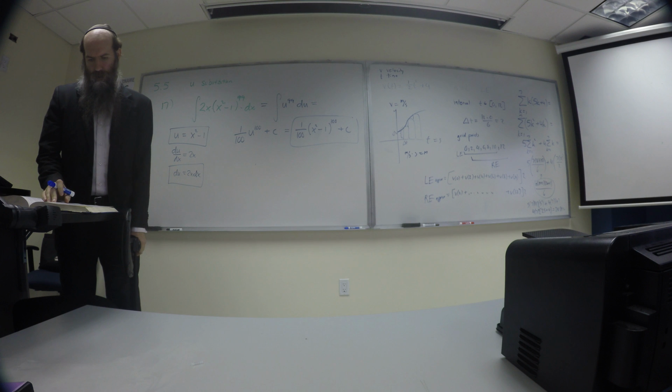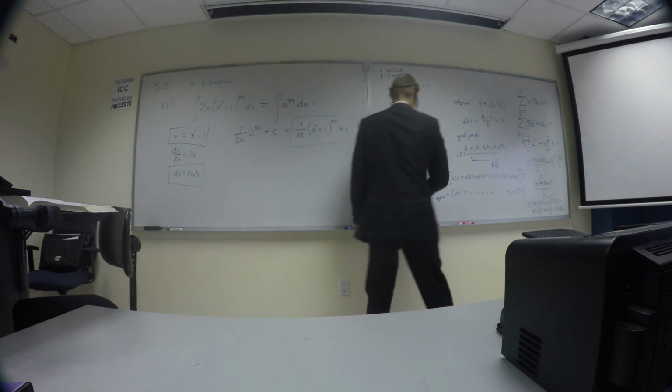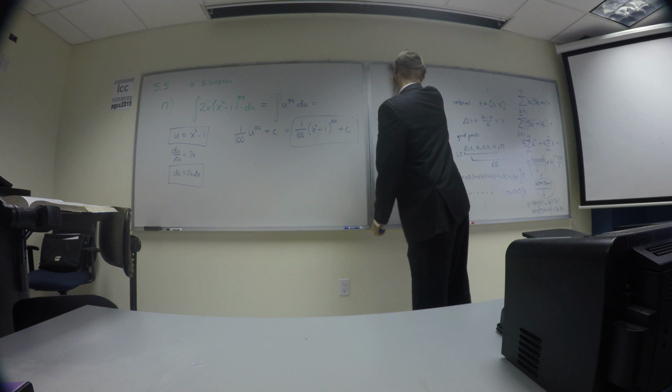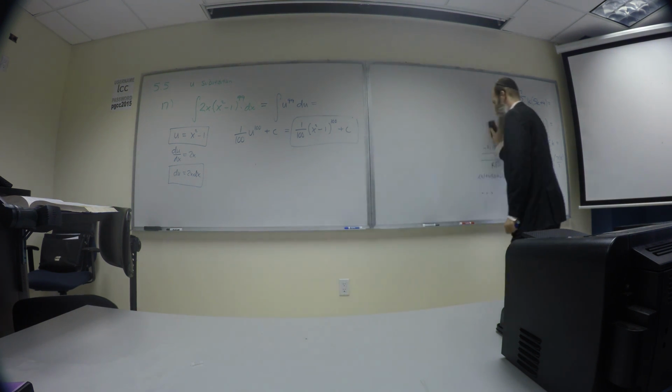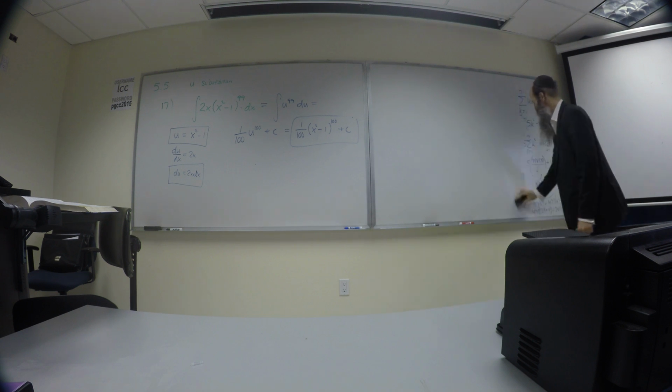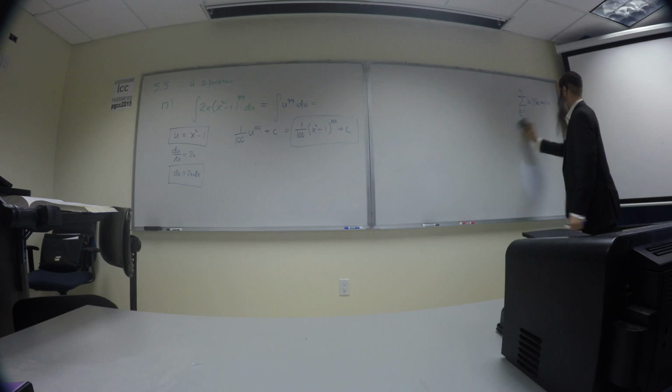All right, number 19. This is certainly meat and potatoes. I mean, you don't go into Calc 2 not knowing how to do U substitution. That would be a horrible mistake.